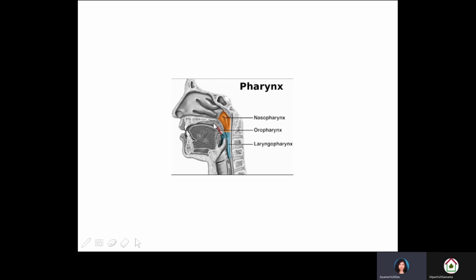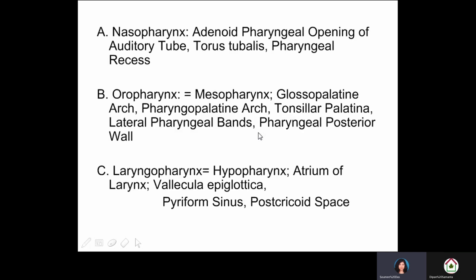In this view, this is the posterior view of different parts of pharynx. This is the nasopharynx. This portion is the oropharynx and this portion is the laryngopharynx. In nasopharynx, this is the adenoid, the pharyngeal opening of the auditory tube, the auditory tube, torus tubarius and pharyngeal recess. So nasopharynx is basically the adenoid portion. That means this is composed of numerous glands. Okay, adenoid means related with glands.